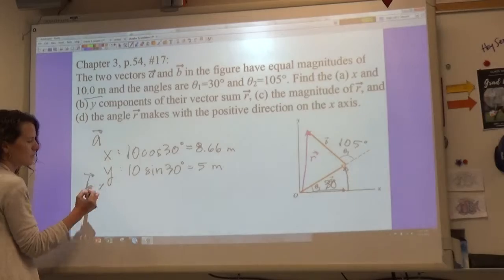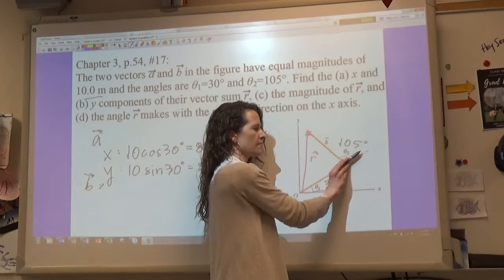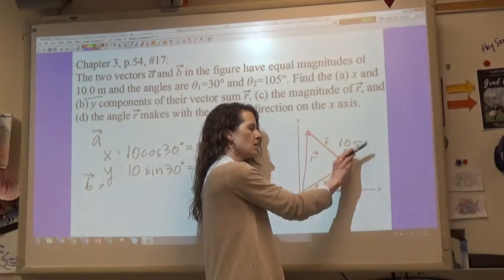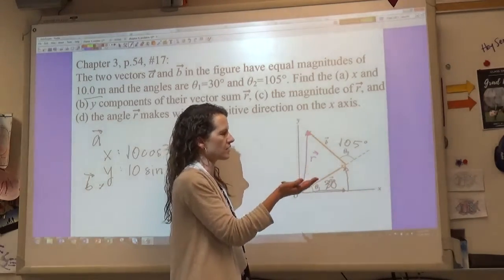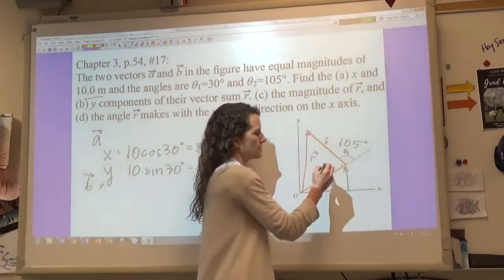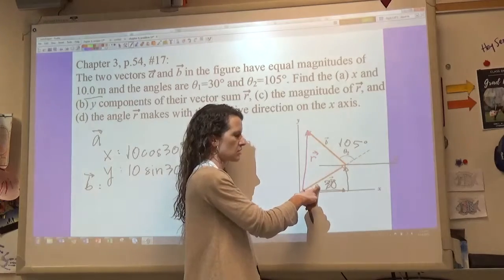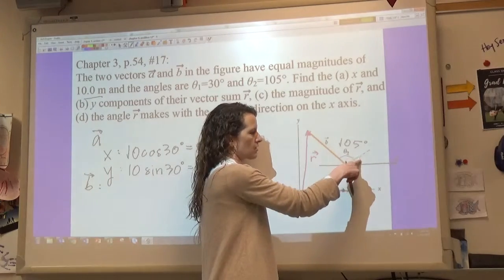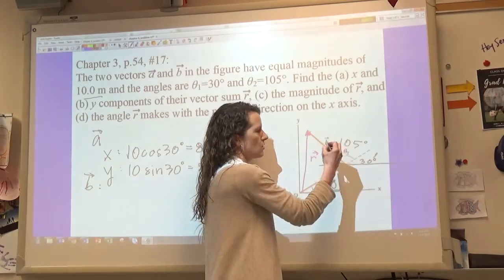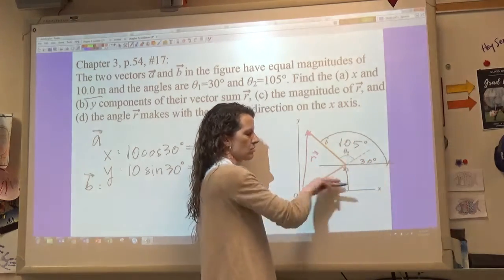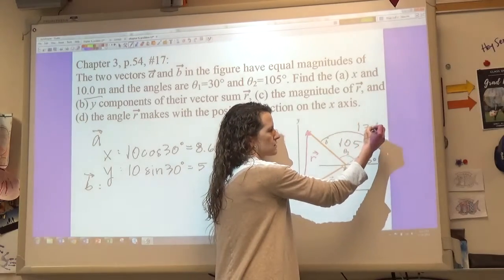However, for this one, it's not as simple as just using 105 degrees, because we see that this 105 is with respect to our first vector, not with respect to the x-axis. And so we want to figure out what the angle is with our x-axis. So I will draw a horizontal line right there, and we see that this 30 degrees is a corresponding angle to this one right here. So this is also 30 degrees. Which means that that entire angle to the horizontal is going to be 135 degrees.